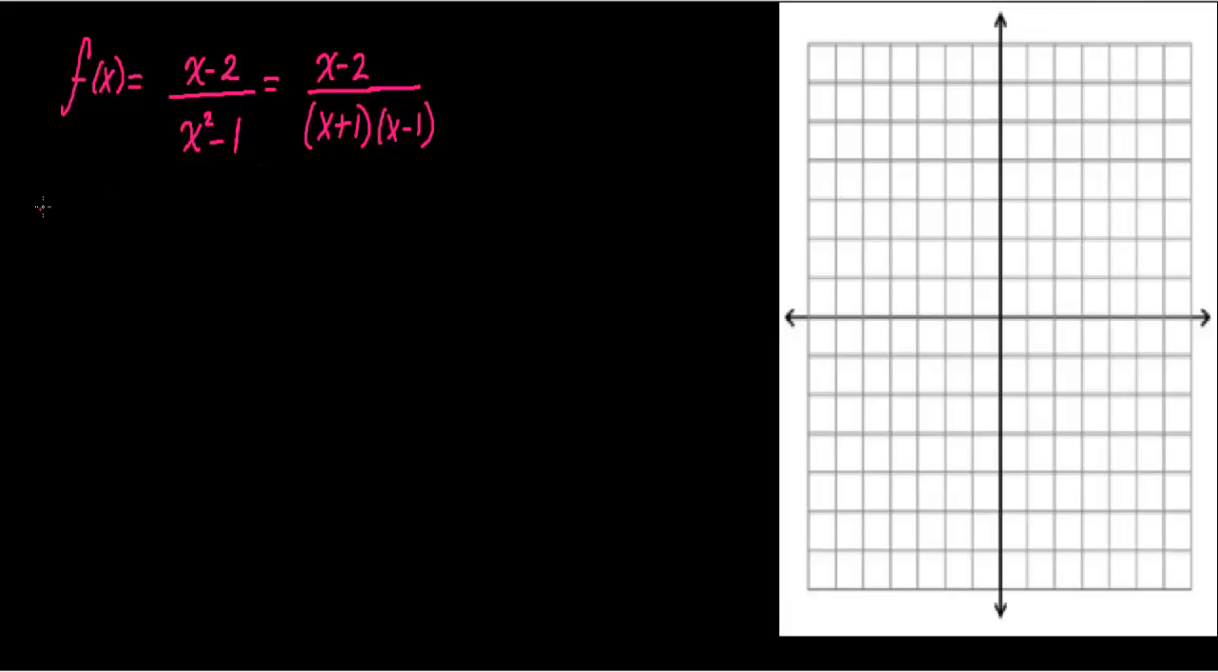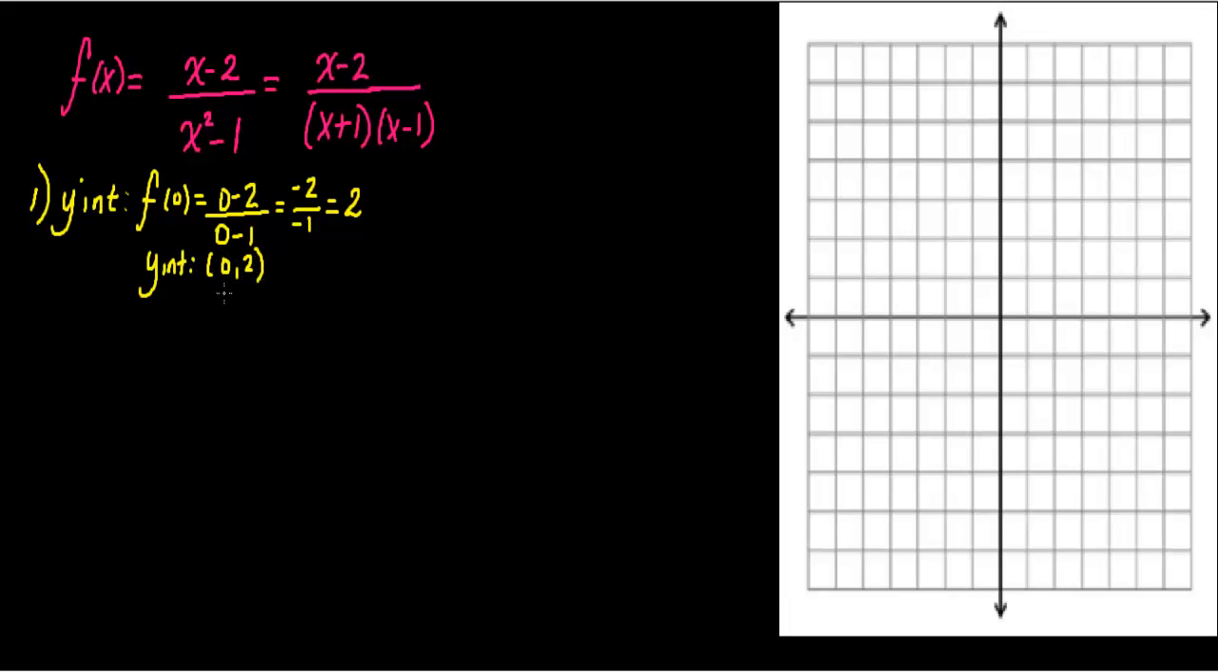Step 1 from our previous video is find the y-intercept, and we said that to find the y-intercept, we're going to evaluate our function when x is equal to 0, and that we do with the original function. We get 0 minus 2 over 0 minus 1, which is equal to negative 2 over negative 1, which is positive 2. That means that my y-intercept is located at the point (0, 2).